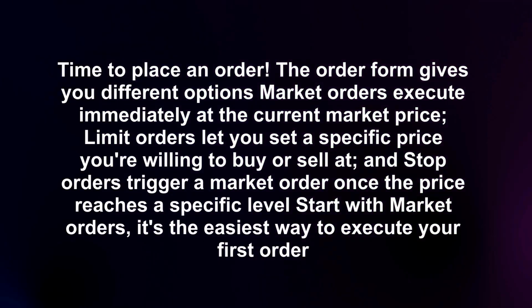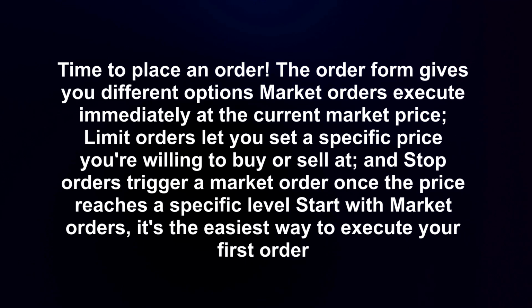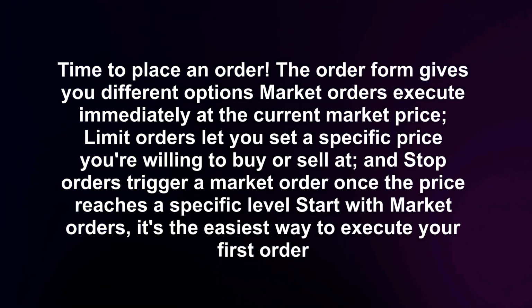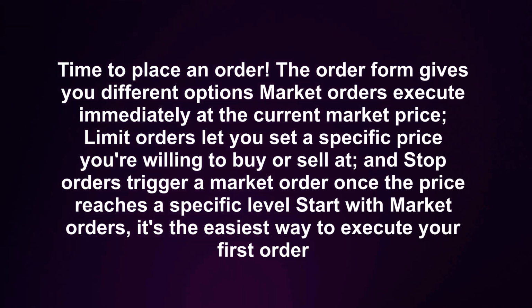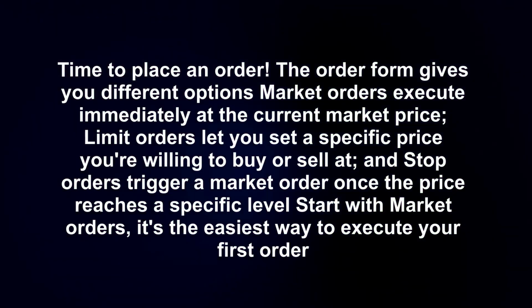Time to place an order. The order form gives you different options. Market orders execute immediately at the current market price. Limit orders let you set a specific price you're willing to buy or sell at. And stop orders trigger a market order once the price reaches a specific level. Start with market orders. It's the easiest way to execute your first order.